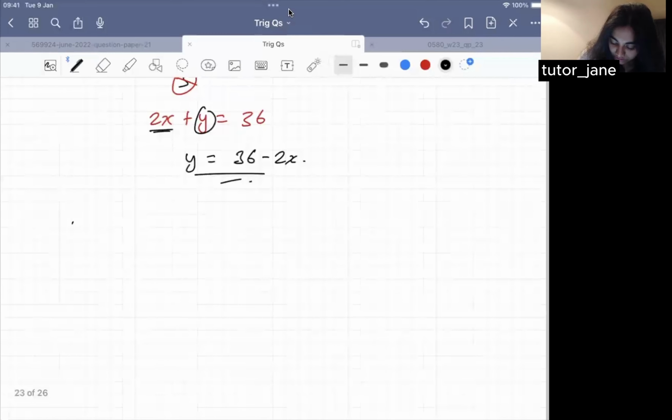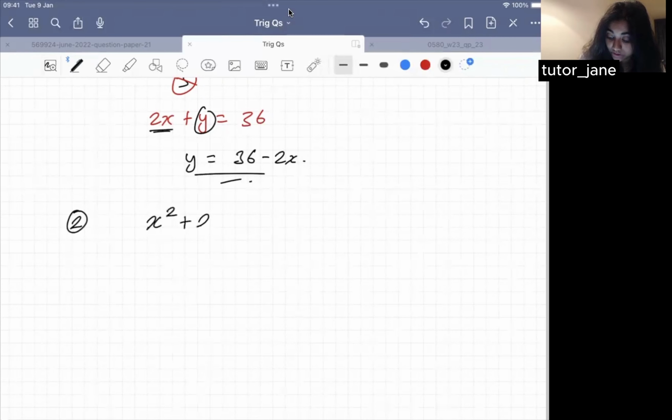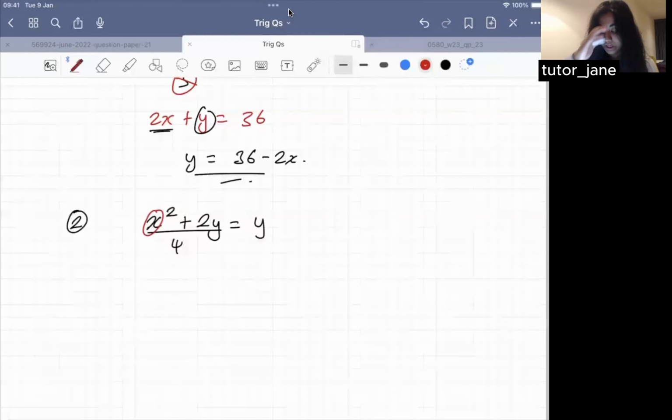Let's do question 2. Let's say you had x squared plus 2y divided by 4 equals y. Okay, so now let's solve to get x and to make x the subject of the equation.